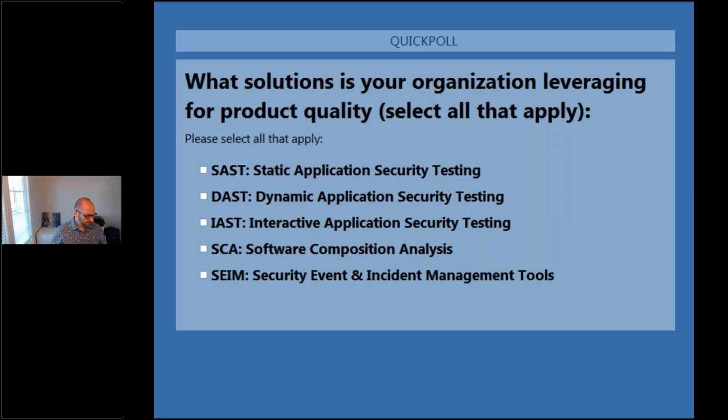What solutions is your organization leveraging for product quality? Select all that apply. You can choose from SAST, static application security testing, DAST, dynamic application security testing, IAST, which is interactive application security testing, SCA, software composition analysis, or SEIM, security event and incident management tools. Go ahead and make your choices.